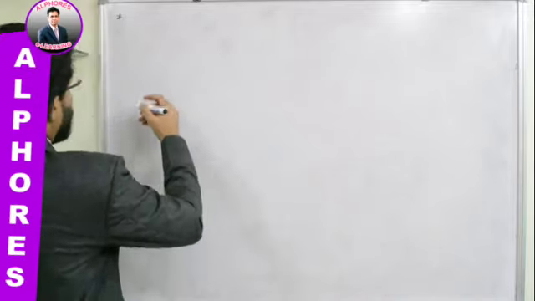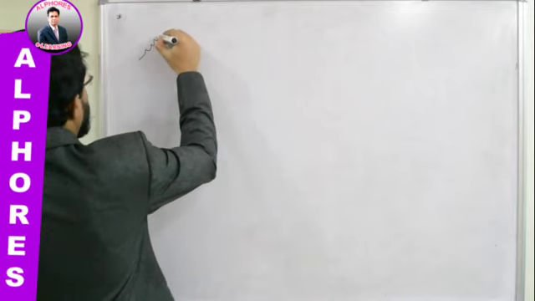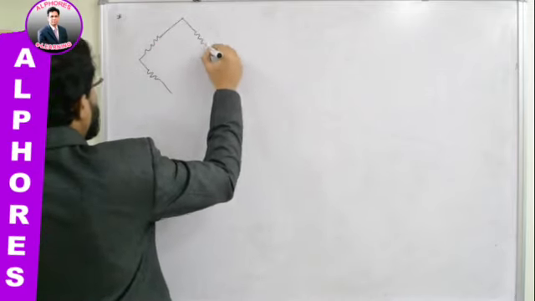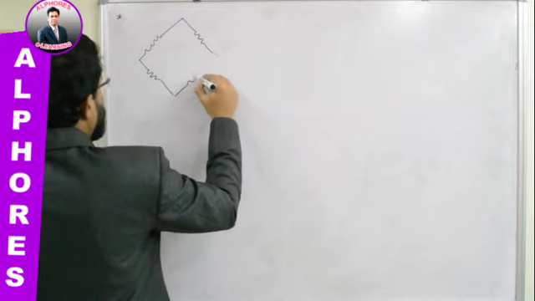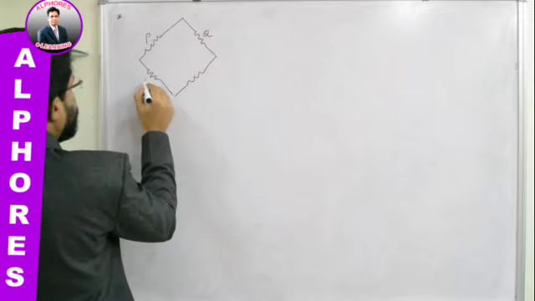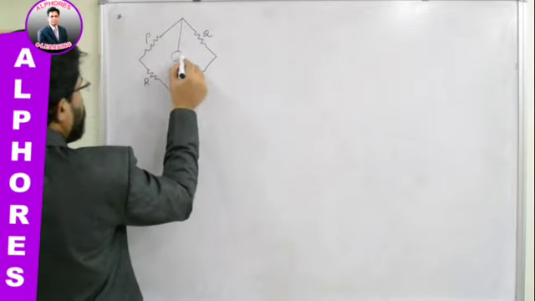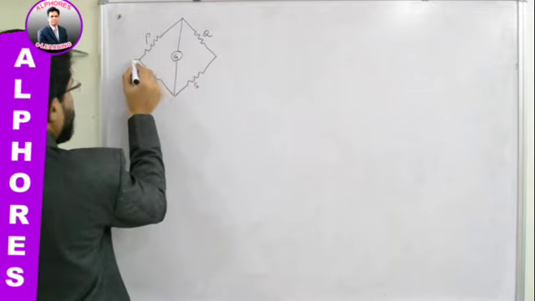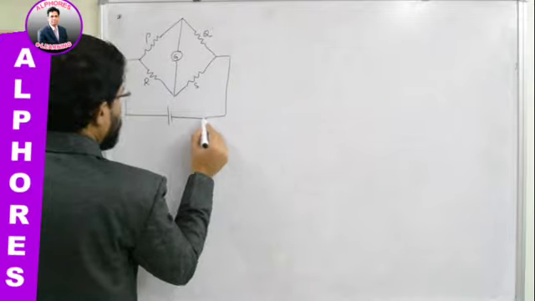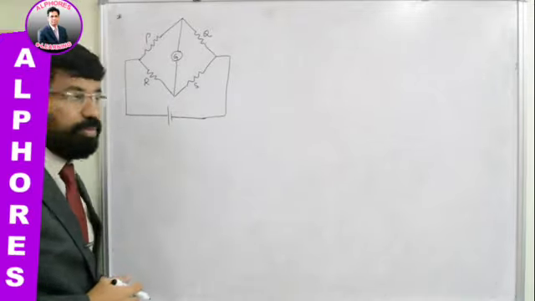So what was the bridge circuit that we drew yesterday? We have taken four resistances, something like this. These four are named P, Q, R, S, and here one galvanometer is connected. This is roughly the circuit that we used to understand the Wheatstone bridge principle, and this is what we call the Wheatstone bridge.